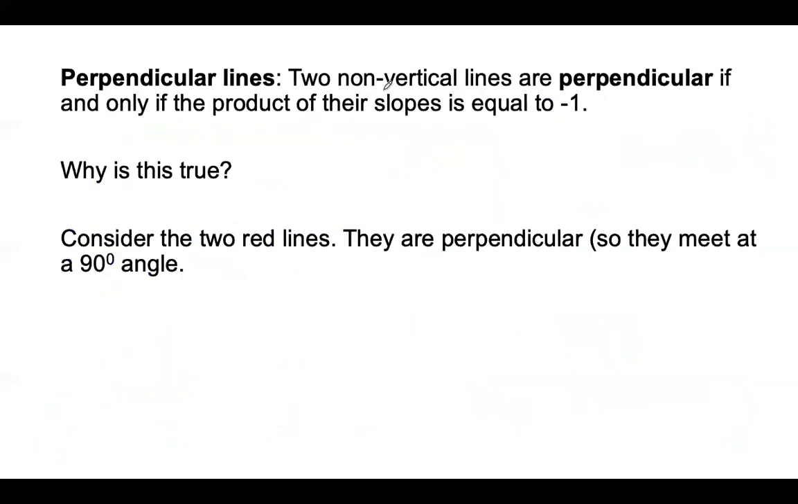So perpendicular lines. So two non-vertical lines are called perpendicular. So we could draw like a little picture. So that's kind of at like 90-degree angles essentially. If and only if, so that means sometimes short form IFF for if and only if, the product of their slopes is equal to -1.